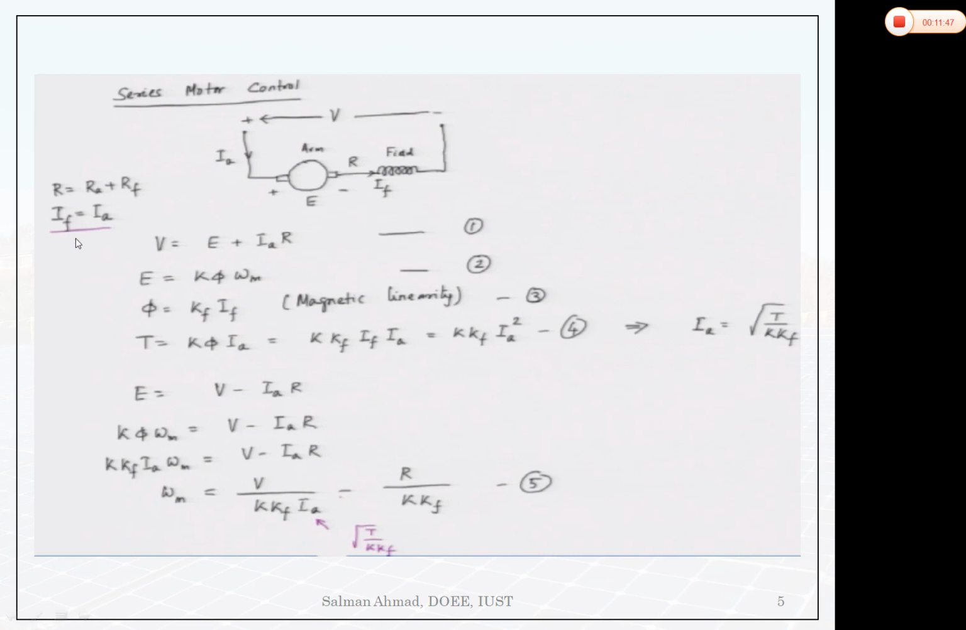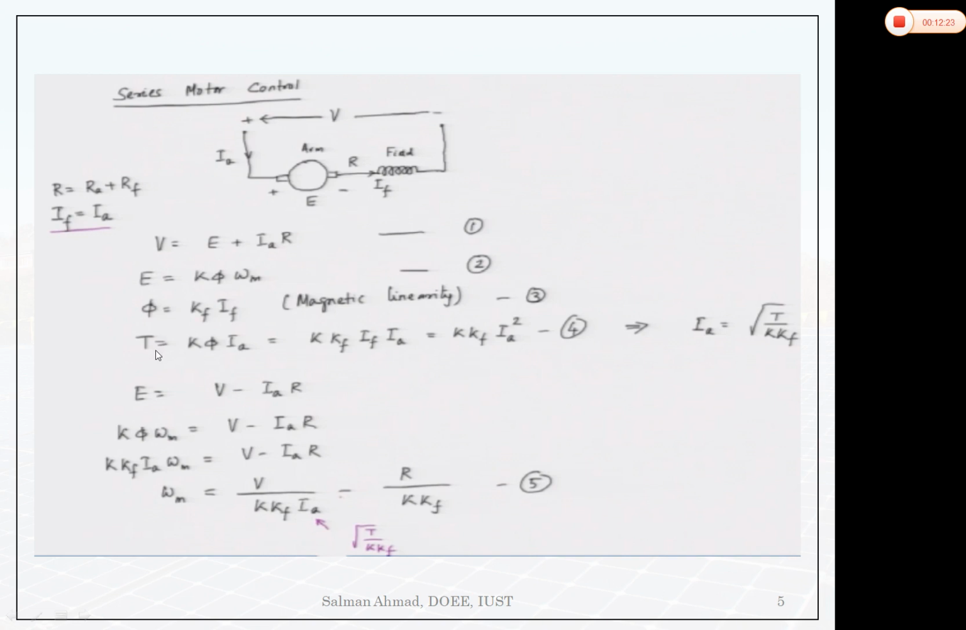So here the field current is the same as the armature current. Now again we can write the basic equation. The supplied voltage V will be equal to the back EMF voltage E plus IAR, where R is the total resistance. Again the back EMF we can write as K phi omega m. So this is equation 2. We are considering a linear magnetic circuit, that means it is not in saturation. So phi will be proportional to the field current, or phi is equal to Kf into If.